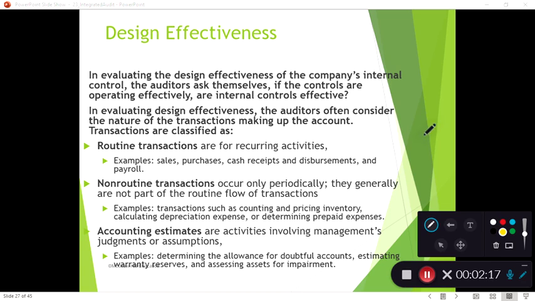Okay, so how do I get to design effectiveness? Again, we're saying if the controls are operating effectively, then are they effective at preventing, that's supposed to be a P, or detecting material misstatements, right? That's an M. There we go. And so they think about the nature of the transactions. So if it's routine, like for example, sales, right? There's going to be a lot of transactions for most firms, not all firms.